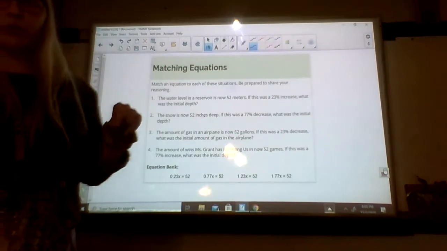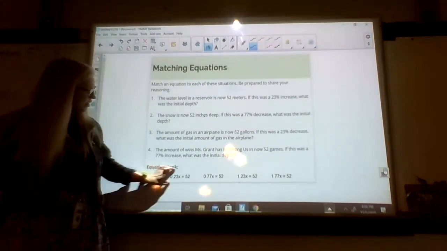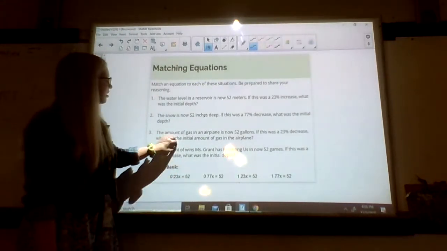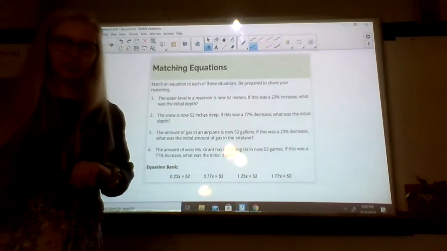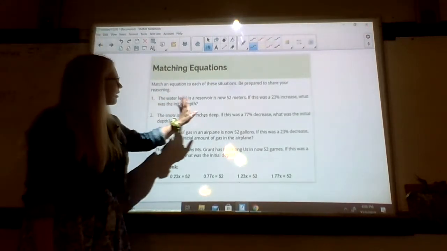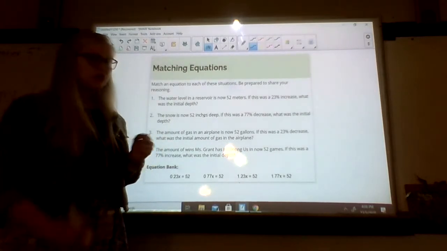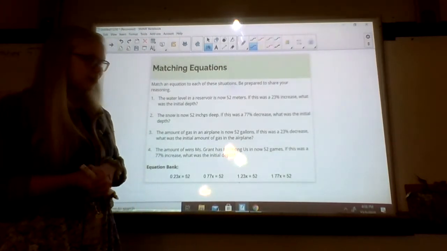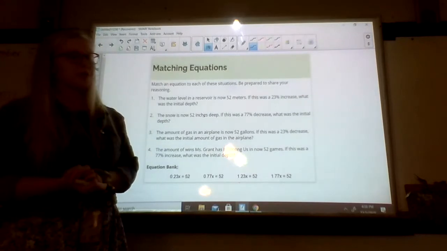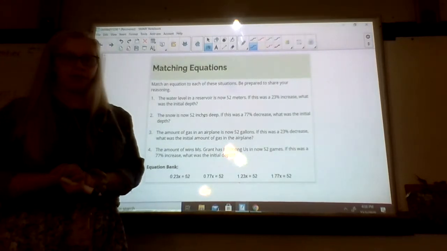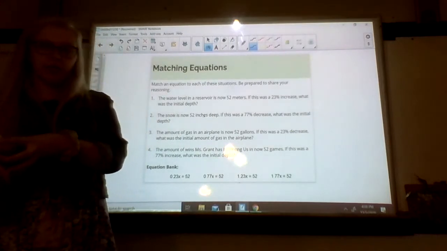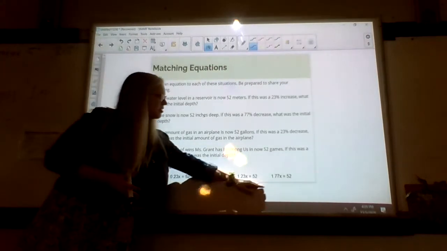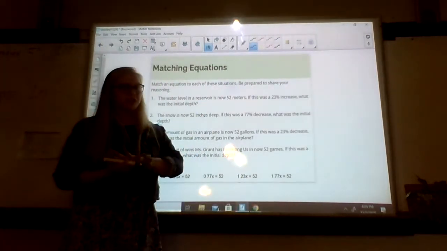Now we're on to matching equations. I have a list of equations right here. You're going to use each equation only once, and you're going to match it with one of the situations. Our first situation. The water level in a reservoir is now 52 meters. If this was a 23% increase, so we're going up by 23%, what was the initial depth? So from the original, increased it by 23%, now we have 52 meters. One of these equations is going to represent this situation.